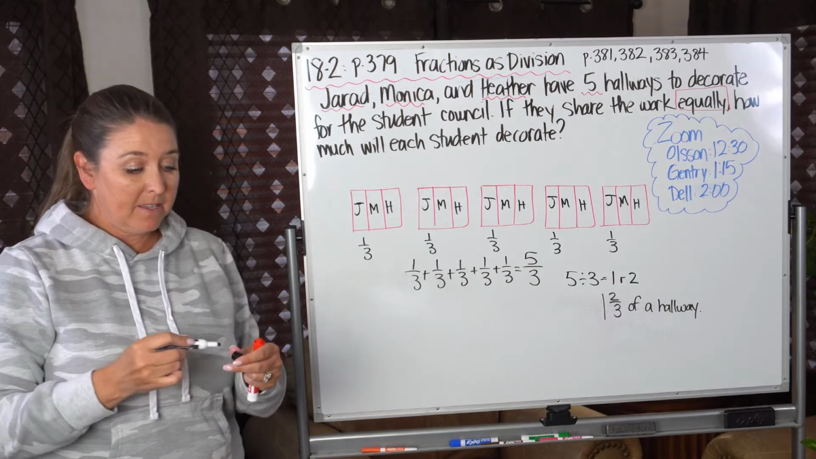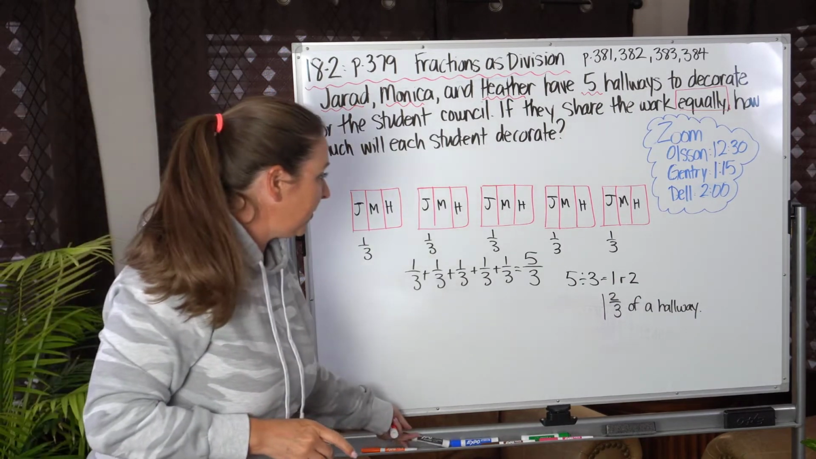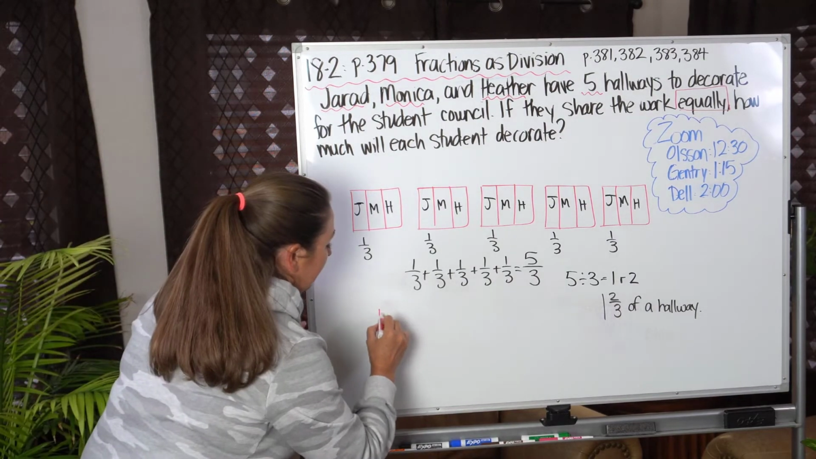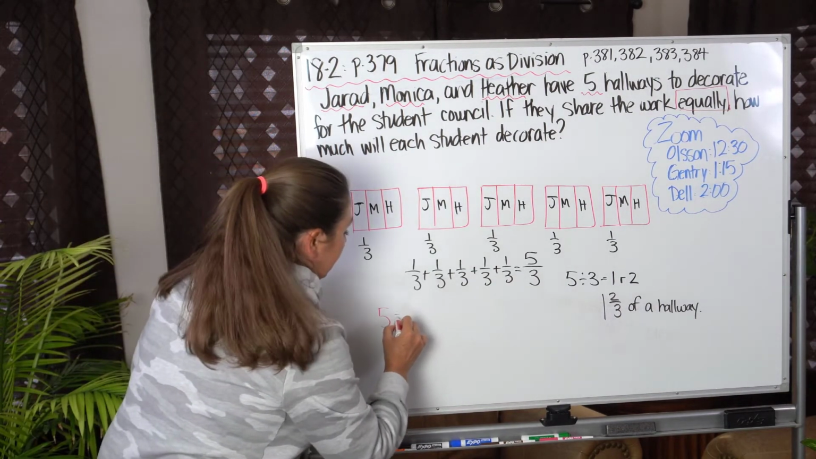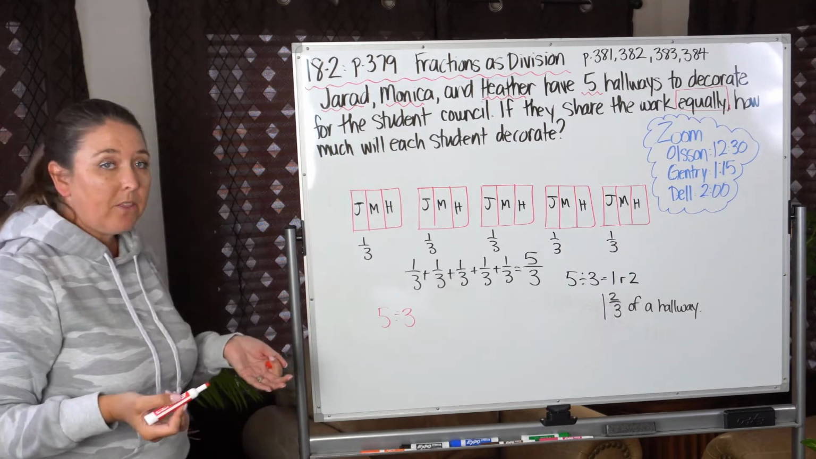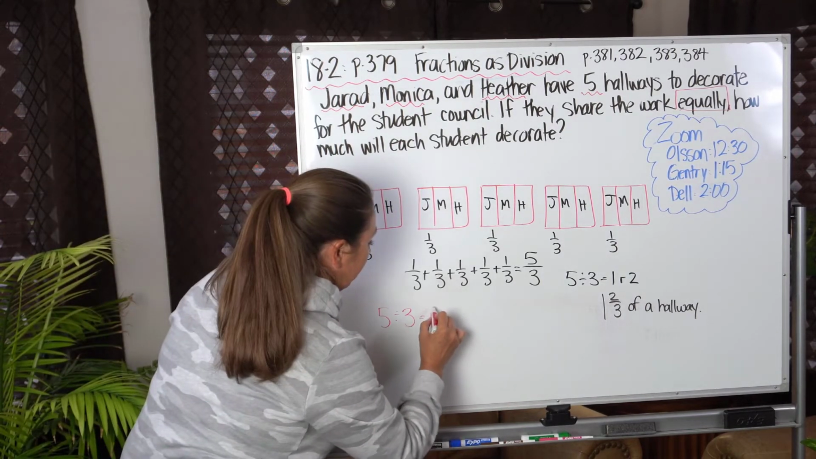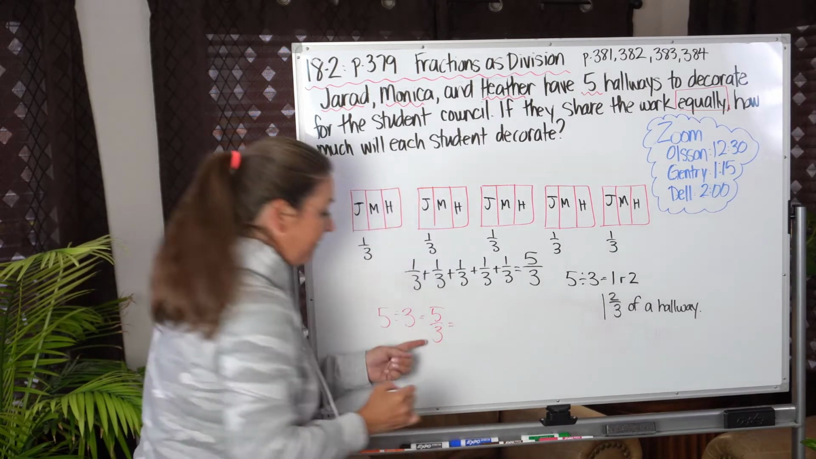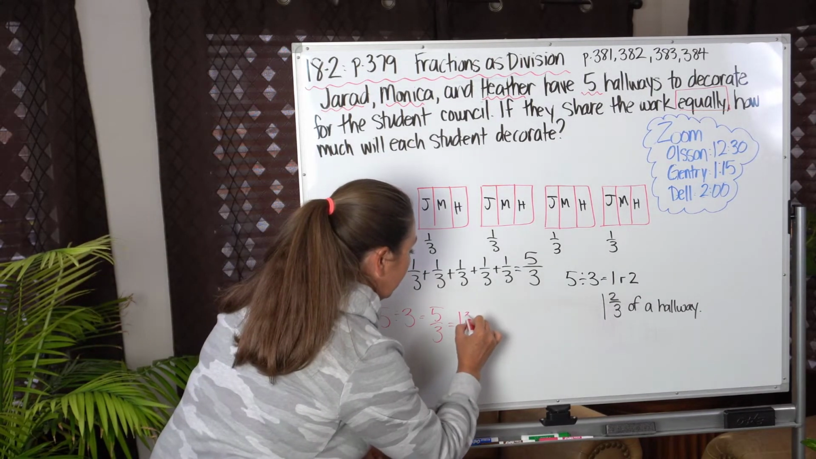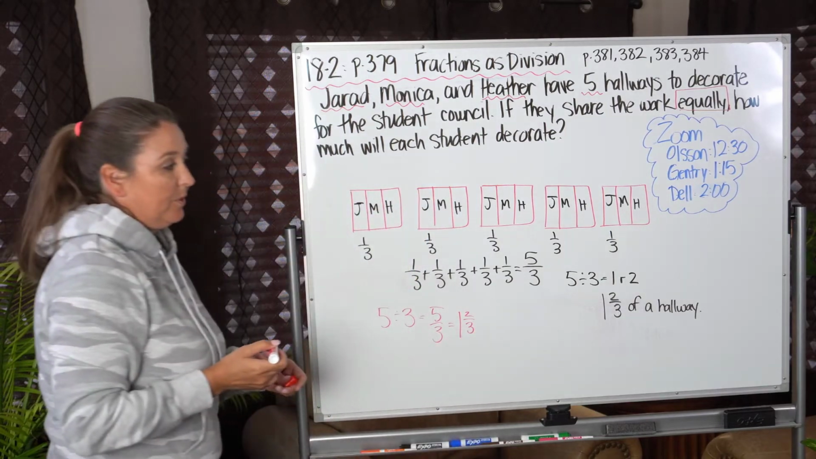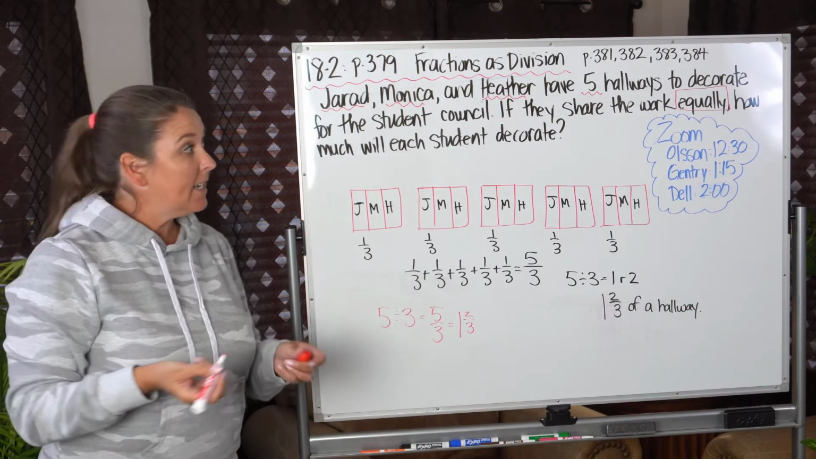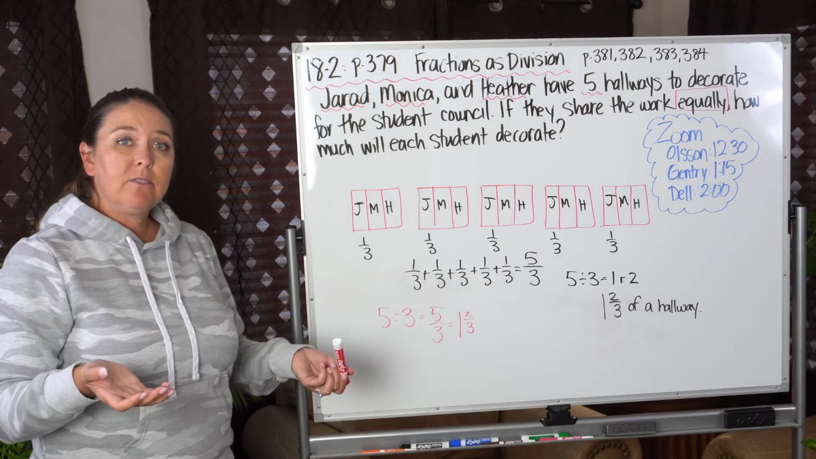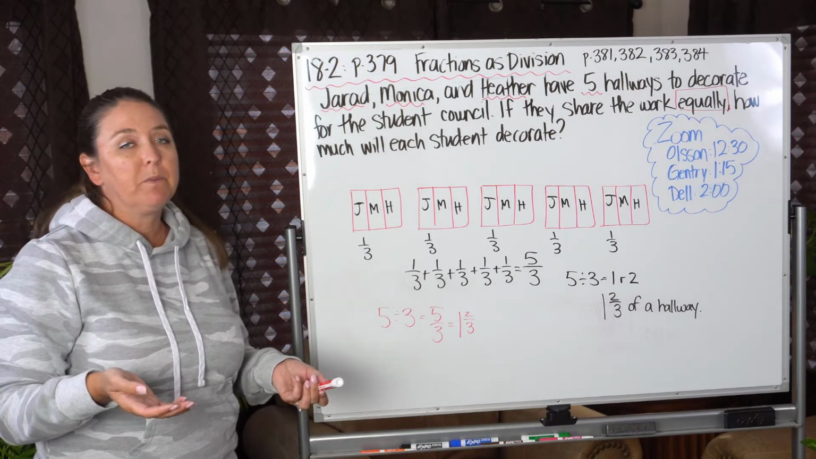Some of you, similar to what we did on Monday or earlier this week, may have already just looked at it as 5 hallways that need to be divided equally among 3 people. You may have come up with 5/3 and then simplified it from an improper fraction to a mixed number of 1 and 2/3. Either way is great. I hope some of you even came up with other ways. Again, 1 and 2/3 or 5/3 would be the correct answer.